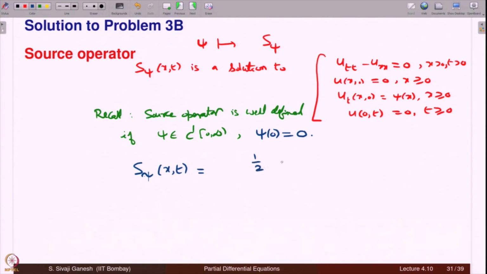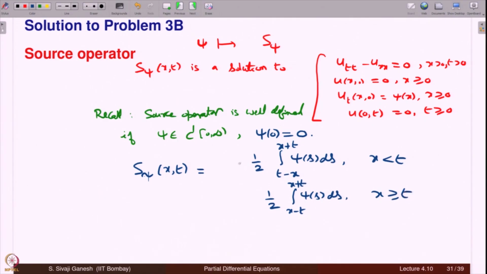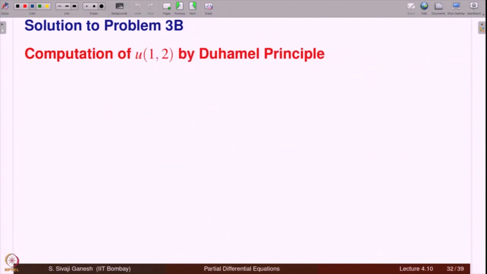It is 1 by 2 integral from t minus x to x plus t of psi s ds if x is less than t, that means x t is in the region 2. If x t is in the region 1, it is this. This is in the region 1. This is the expression for S psi. Now, what do we need in the Duhamel principle? We need to find what is the source operator corresponding to f tau.